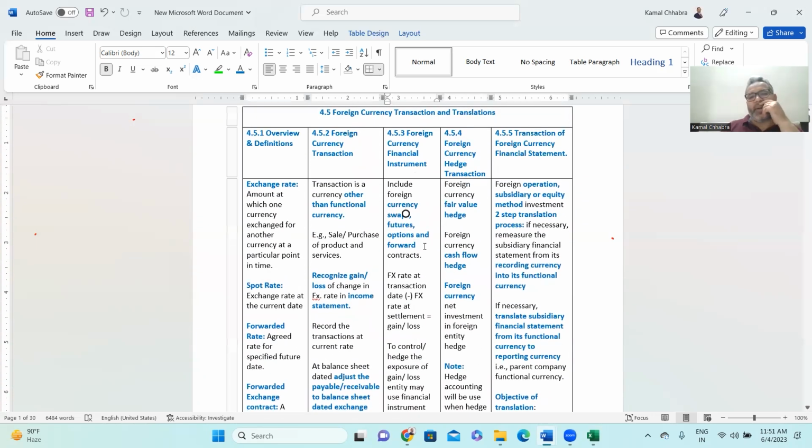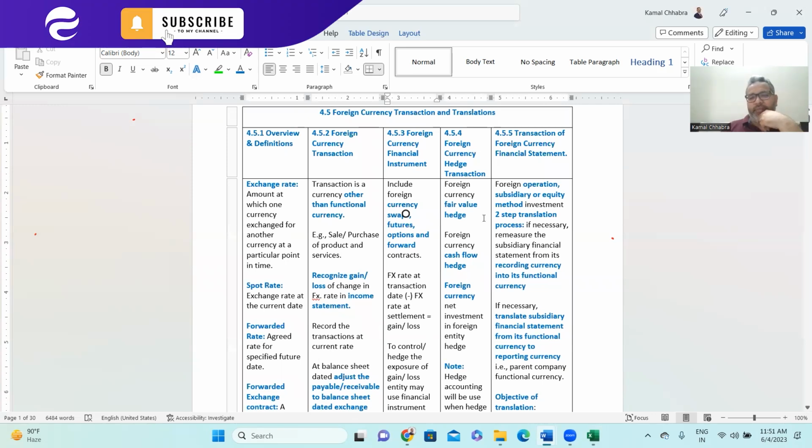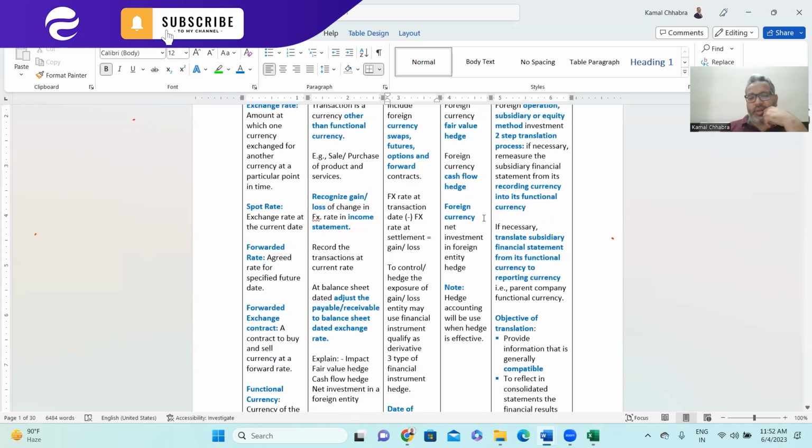The next is foreign currency hedge transaction, same as we studied in the last class in detail. Foreign currency fair value hedge. What is the result of fair value hedge? It always goes to the income statement, right? Foreign currency cash flow hedge results in OCI. Foreign currency exchange rate hedge will go to the OCI and be released to the income statement, right?